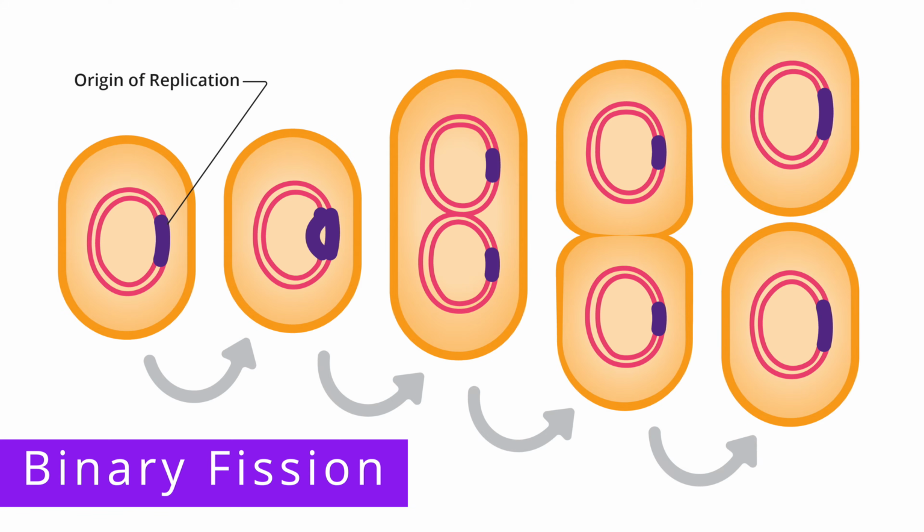During the first step, DNA is replicated, starting at the origin of replication. Next, the cell elongates and the two separate DNA molecules will migrate to opposite sides of the cell. Next, a septum forms in the middle of the cell, and then finally the cells separate, with each daughter cell receiving a complete copy of the parental genome.